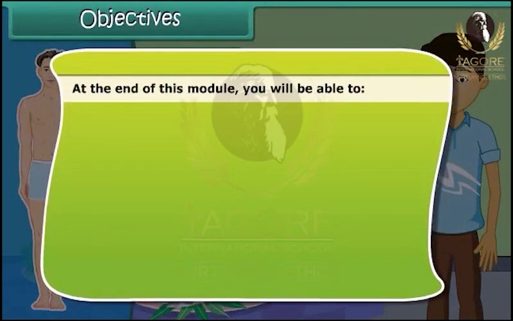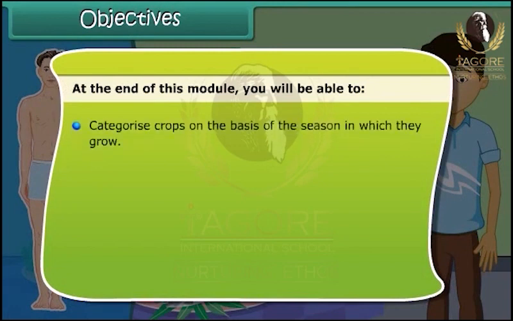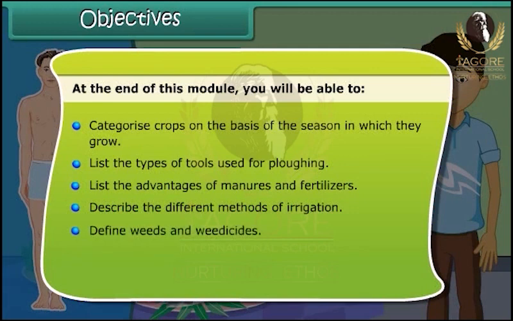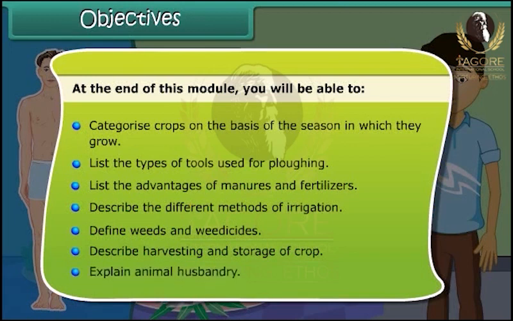At the end of this module, you will be able to categorize crops on the basis of the seasons in which they grow, list the types of tools used for plowing, list the advantages of manure and fertilizers, describe the different methods of irrigation, define weeds and weedicides, describe harvesting and storage of crops, and explain animal husbandry.